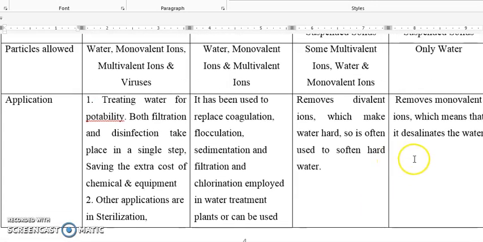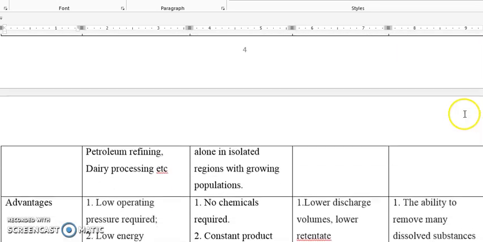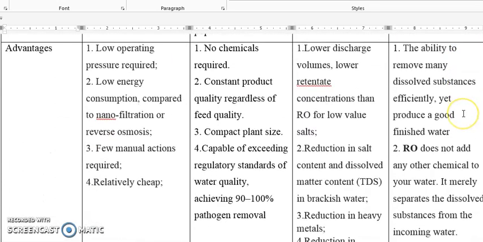And similarly, reverse osmosis removes monovalent ions also, because of which it desalinates the water, removes all the minerals from the water. So you can use it where desalinated water is required. So those are the applications where you can use.